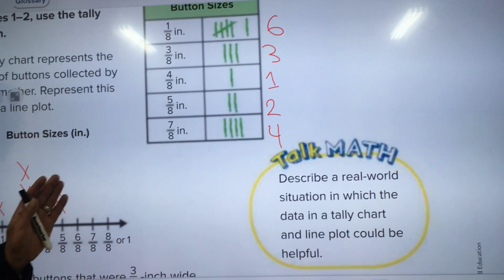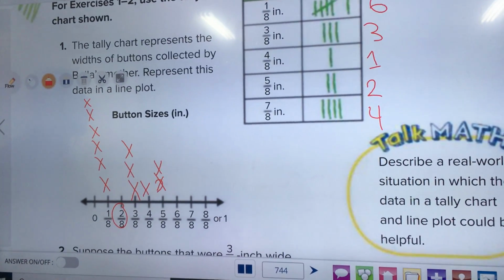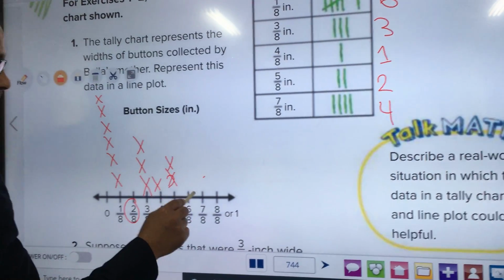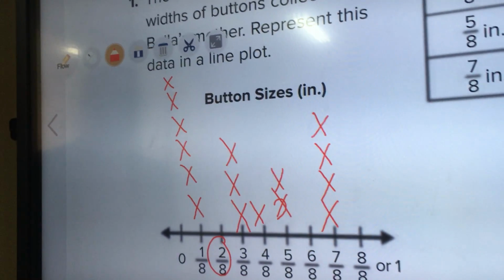Okay, skip it and go for the next one, 7/8. How many tallies are there? Already 4. Make 4x, 1, 2, 3, 4.